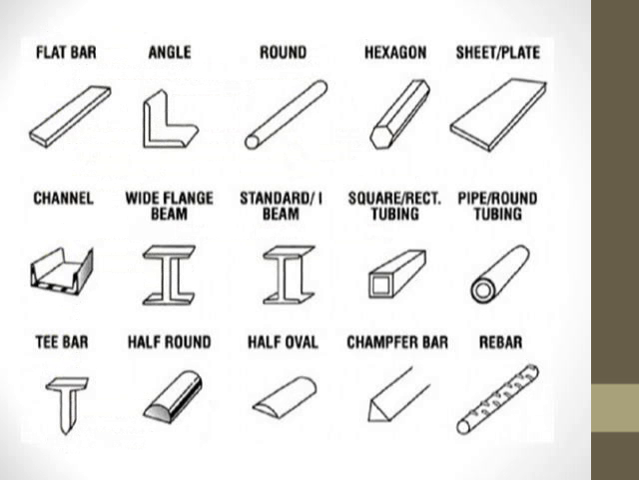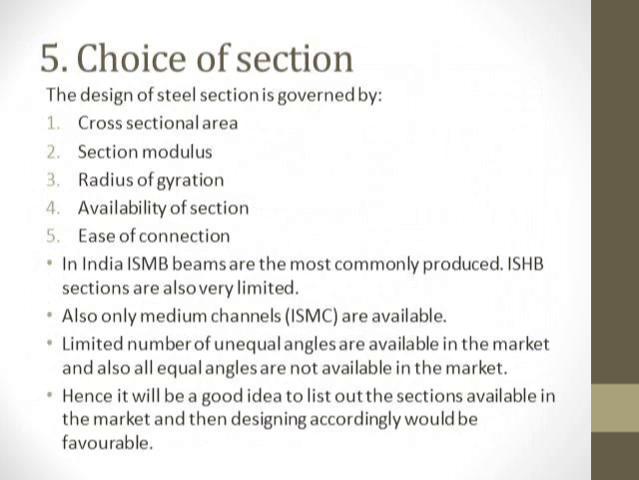And here I have shown some of the sections which I have listed in the previous slides. You can see flat bar, angle section, round, and sheet or plate, channel section, wide flange beams, standard I sections or I beams. These are some of the structural steel products or sections which are being used in our designs. And now coming to the choice of the section, here I have told many types of sections and many different types of products.